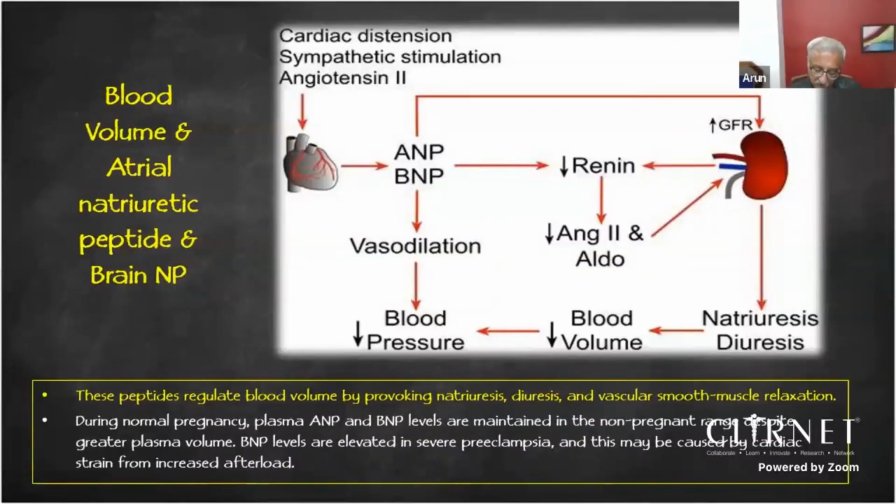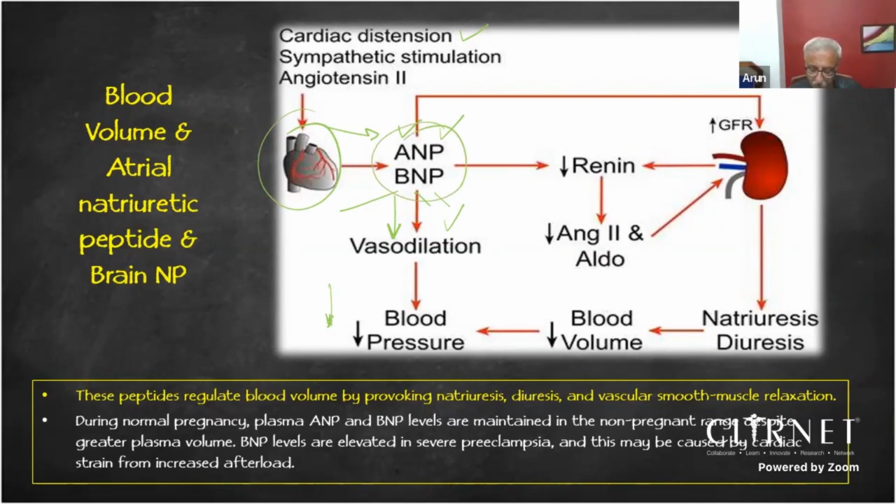Another thing is, once blood volume is increased or there is cardiac distension, it causes stimulation and production of atrial natriuretic protein and brain natriuretic protein. These are two proteins. They basically cause vasodilatation. Vasodilatation means there will be a decrease in blood pressure. So any condition where there is an increase in blood pressure causes a distension of the heart. That causes release of these things. They lead on to vasodilatation, and your blood pressure is decreased.